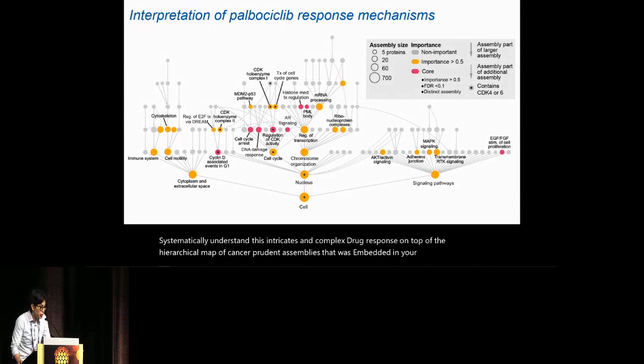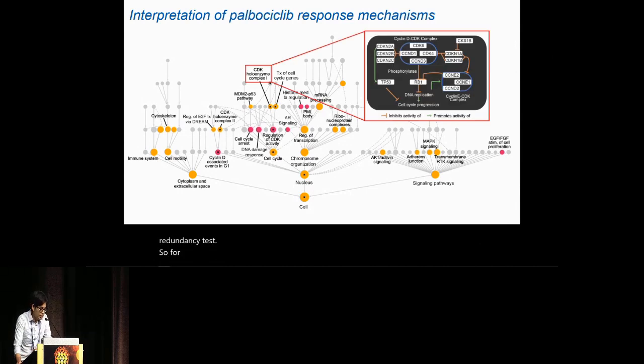So we compute an importance score for each and every protein system in the hierarchy. We identified 33 important systems that were governing the drug response, and we further narrowed it down to 8 core assemblies, which are colored red here, that passed an additional statistical significance test and a non-redundancy test. So for example, let's digest this a little bit.